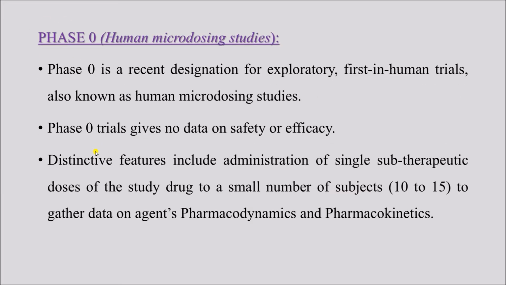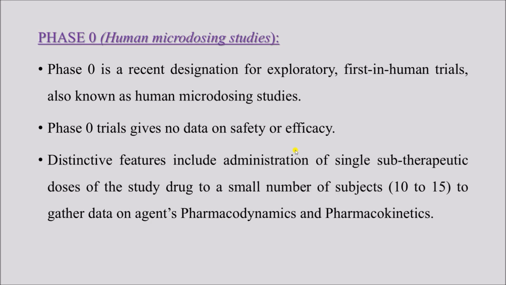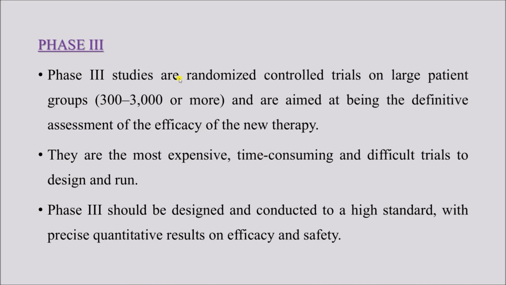So this is about phase 2, where we look for the long-term safety as a continuation of phase 1, the dose and schedule, that means how much dose of the drug we need, and also early indication of efficacy, that means whether the drug is working or not. Phase 3 studies are randomized control trials on large patient groups, about 300 to 3000 or more, and are aimed at being the definitive assessment of the efficacy of the new treatment. They are the most expensive, time consuming and difficult trials to design and run. Phase 3 should be designed and conducted to a high standard with precise quantitative result of efficacy and safety.